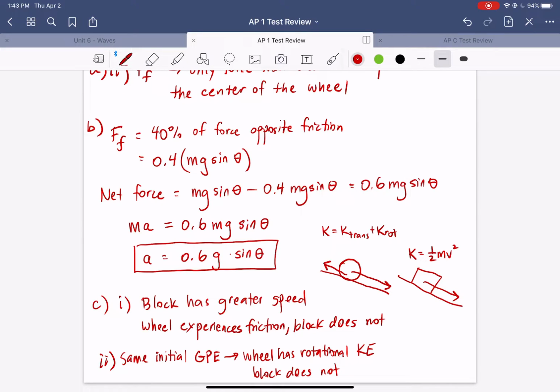So since the block doesn't have to spend any of its energy to make it rotate, all of the gravitational potential energy is going to go into the linear motion, so it's going to be moving faster than the wheel when it reaches the bottom of the incline.